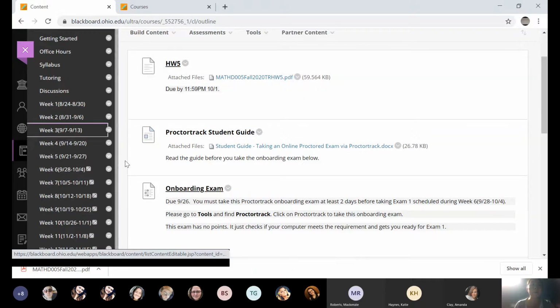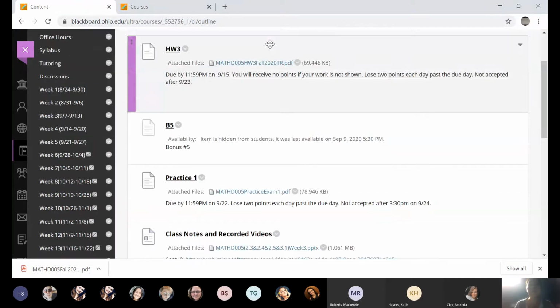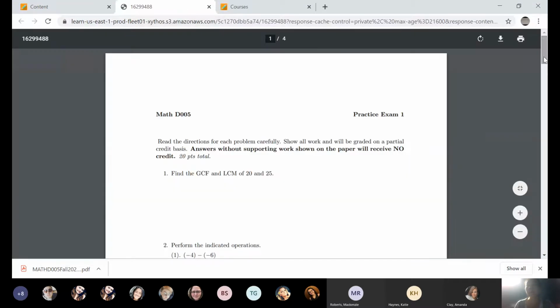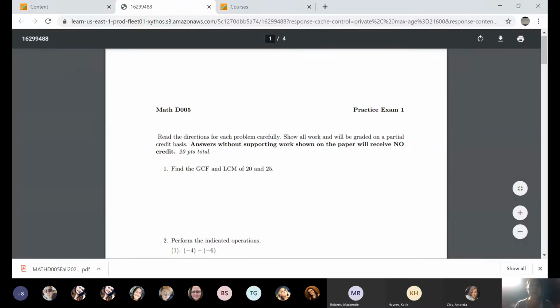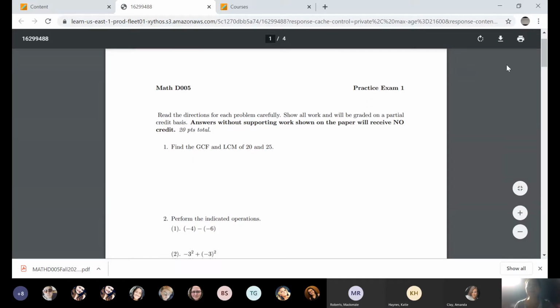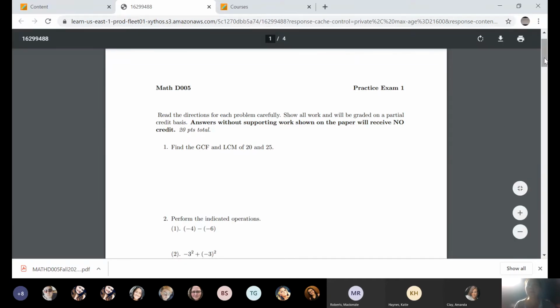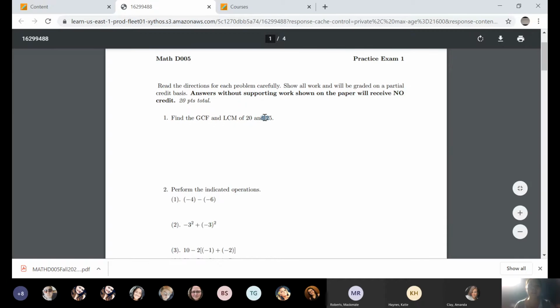So for example, the practice exam is posted under week 3, which is also due today. When you take the exam next week, the first problem will be the same type. You need to know how to find the GCF and LCM of two numbers. And the numbers you get are going to be different. So instead of giving you 20 and 25, I probably change that to any two other numbers, like maybe 35 and 70. The type would be exactly the same, just different numbers.